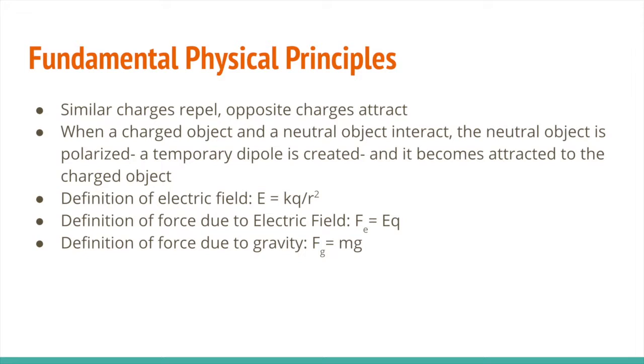Similar charges repel while opposite charges attract. When a charged object and a neutral object interact, the neutral object is polarized, meaning that a temporary dipole is created and it becomes attracted to the charged object. The definition of the electric field is E equals K times Q divided by R squared. The definition of force due to electric field is Fe equals E times Q. And the definition of force due to gravity is Fg equals M times G.